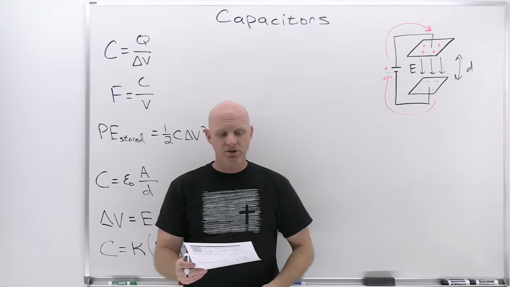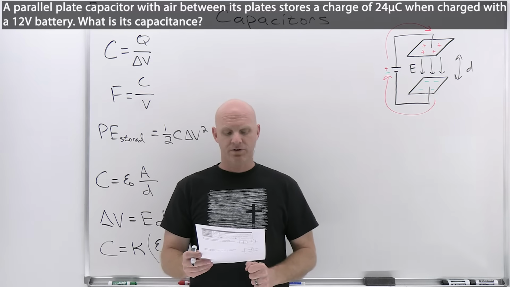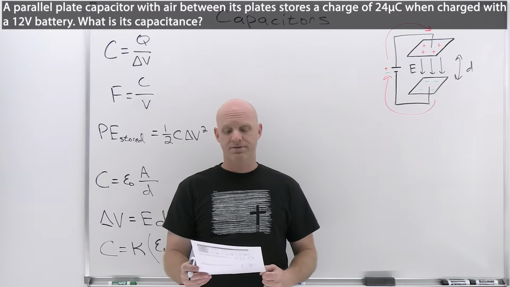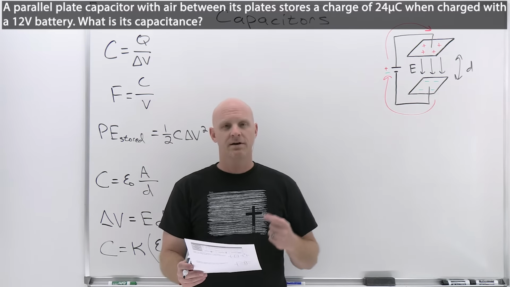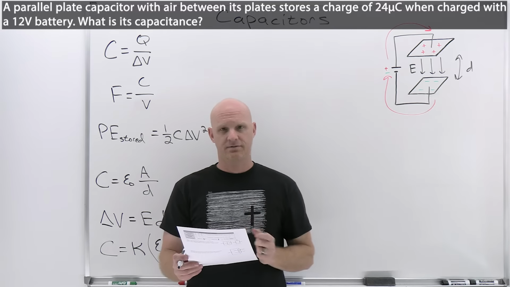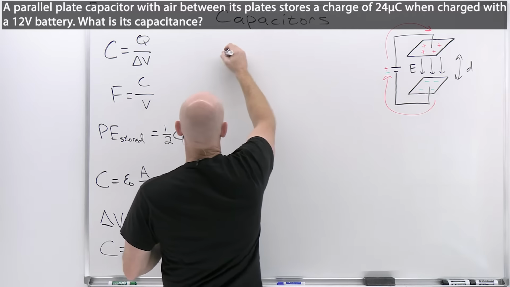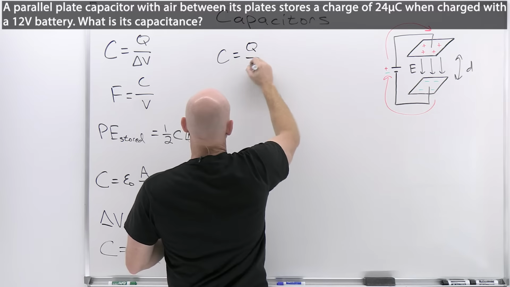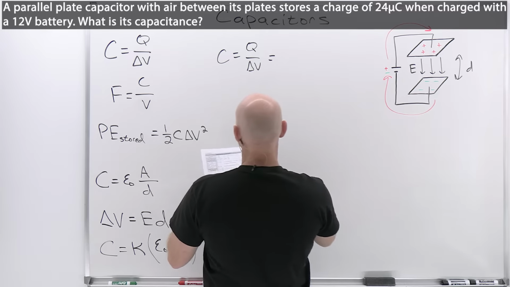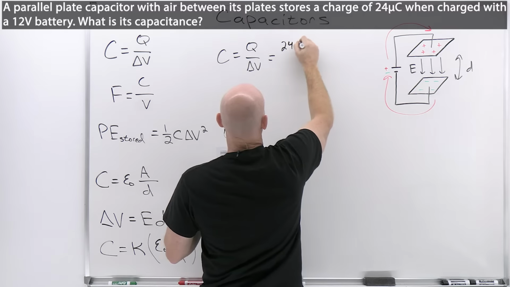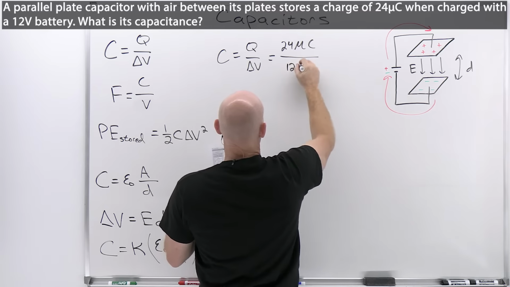So the first question we're going to take a look at here is a 3-part question. It reads, a parallel plate capacitor with air between its plates stores a charge of 24 microcoulombs when charged with a 12-volt battery. First question, what is its capacitance? Okay, and this is just simple plug and chug with our definition of capacitance here. So C equals Q over delta V. And in this case, the Q is given as 24 microcoulombs, and then delta V is given as a 12-volt battery.